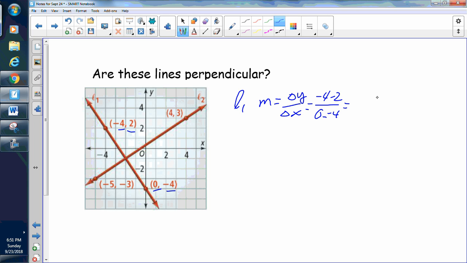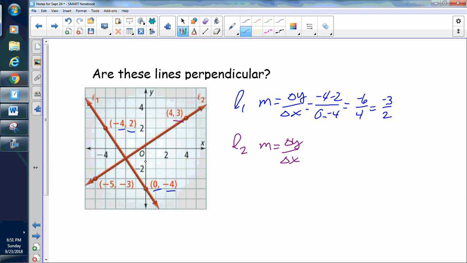So negative 4 minus 2 is negative 6. 0 minus negative 4 is 4. And this simplifies down to negative 3 over 2. Line 2. Slope again. Change in y over change in x.